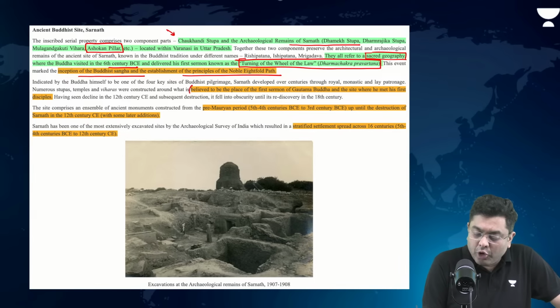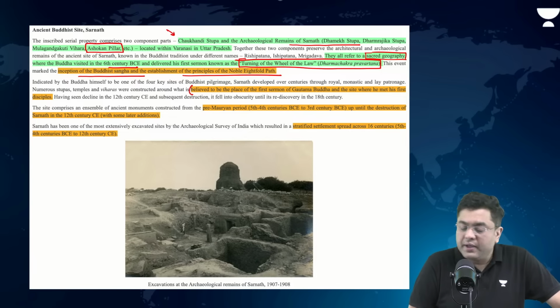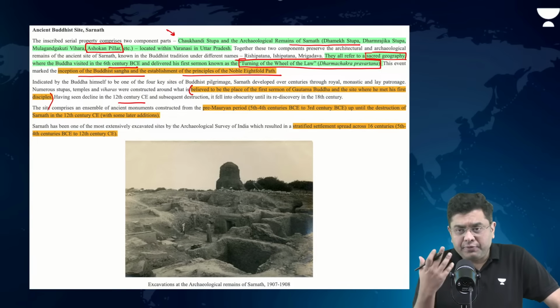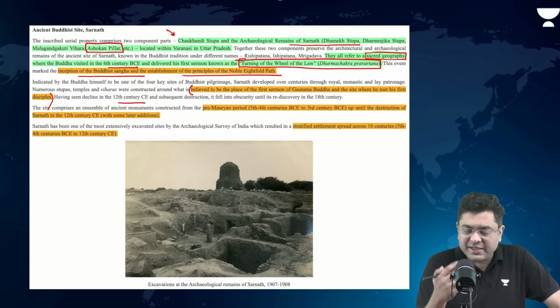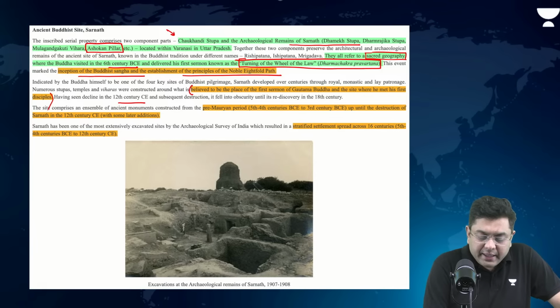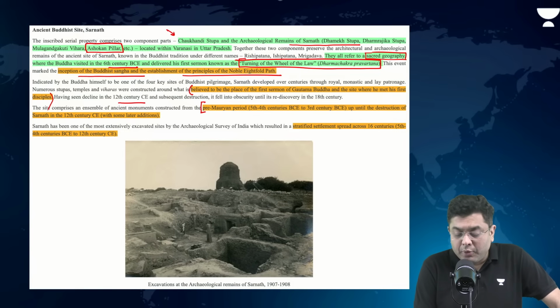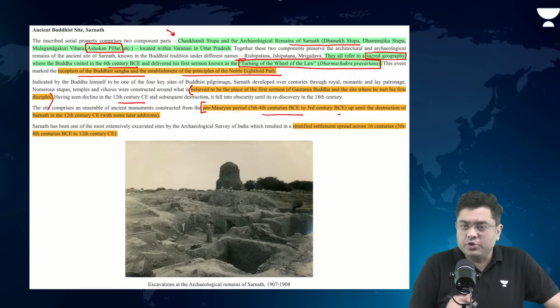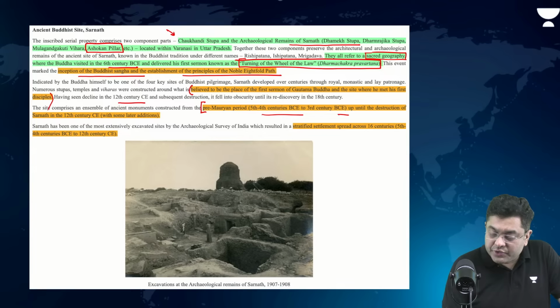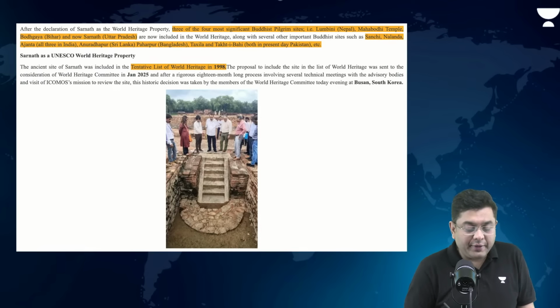The site of the first sermon of Gautam Buddha, where he met his disciples, has been in decline since the 12th century, and after that it was substantially degraded, right? Ancient monuments were constructed from the pre-Mauryan period, 5th, 4th century BC to 3rd century BC, up until 12th century AD. Stratified settlement across 16 centuries is to be found.